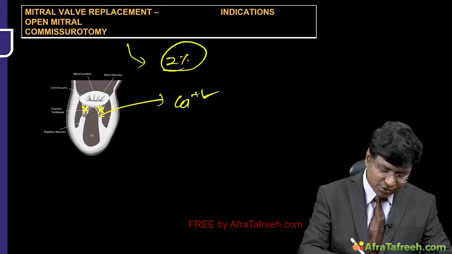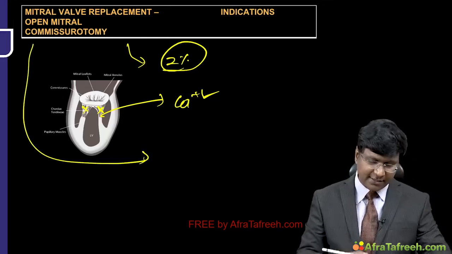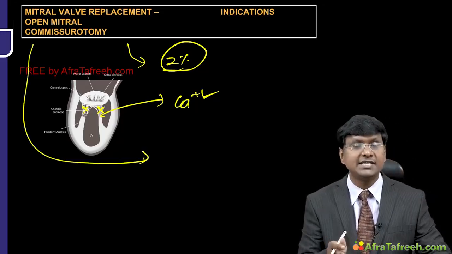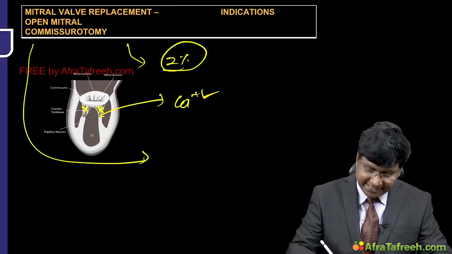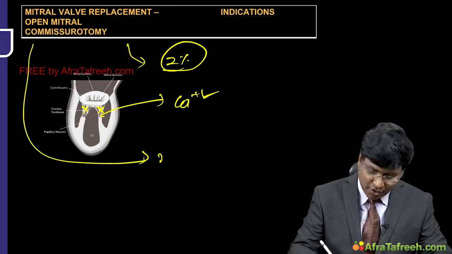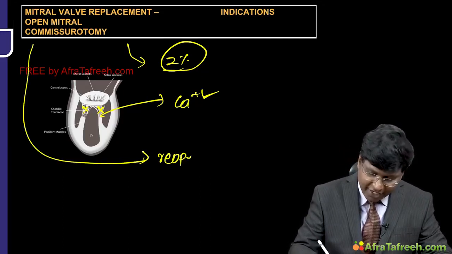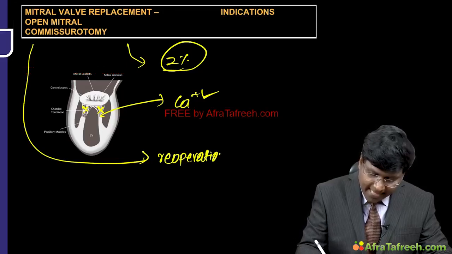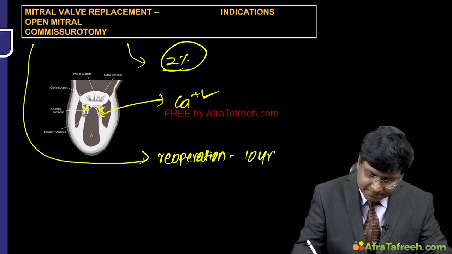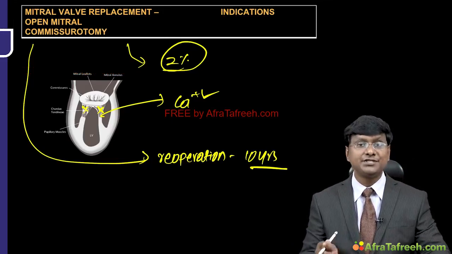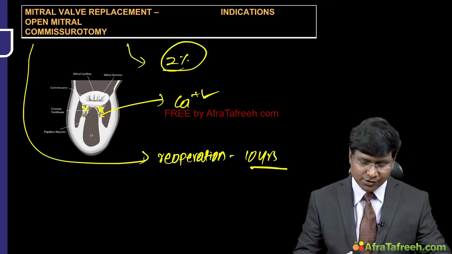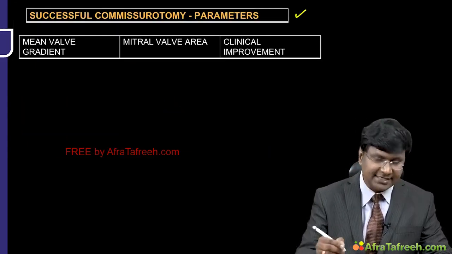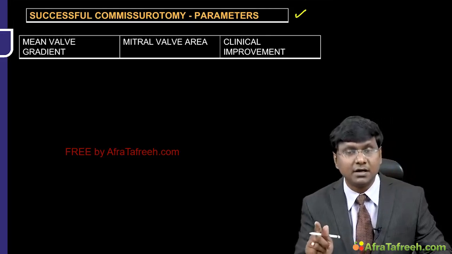But in patients who have undergone this open or surgical mitral commissurotomy, there can be restenosis, and these patients require reoperation after 10 years. Okay, so now what are the parameters that tell us there is a successful commissurotomy?